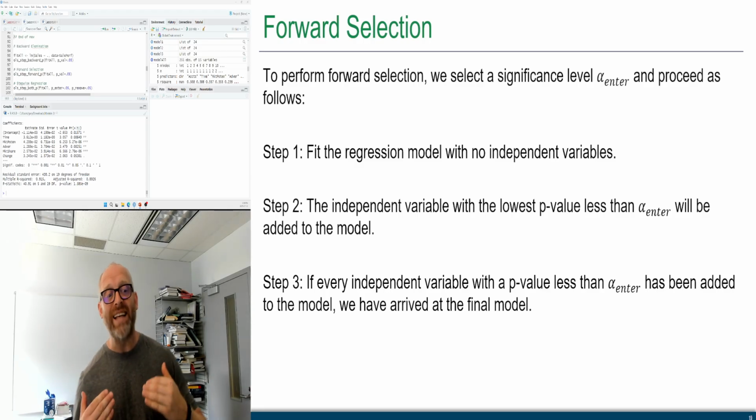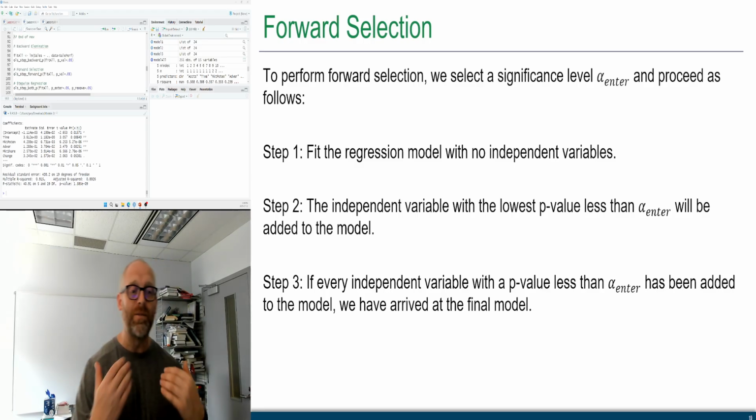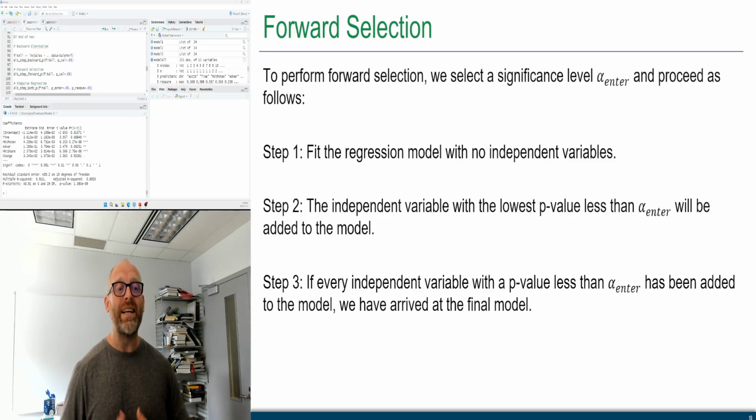Step two, now we want to add in a predictor variable. The independent variable with the lowest p-value, less than alpha enter, will be added to the model. We basically consider all possible models with just a single predictor variable, and whichever model gives us the lowest p-value for that predictor variable is going to be the one that enters into the new model, the model that we are in fact building.